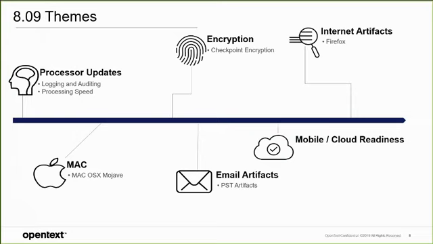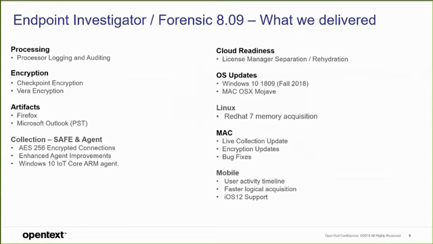And the core themes which we concentrated on were processor updates, encryption, internet artifacts, Mac, and cloud. So those translated to these features. Now what I want to do is skim over some of the highlights of these, and then we'll do a deep dive into some of these features. Okay, so we did obviously processor updates.